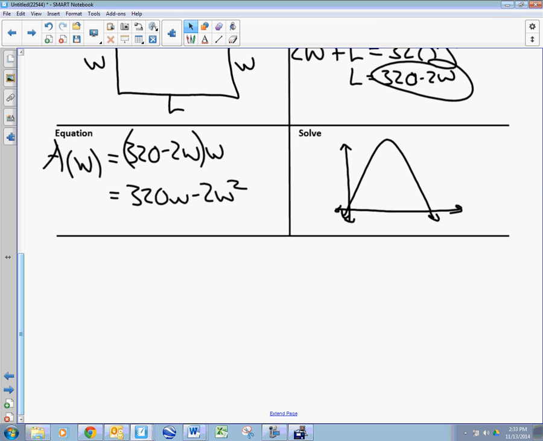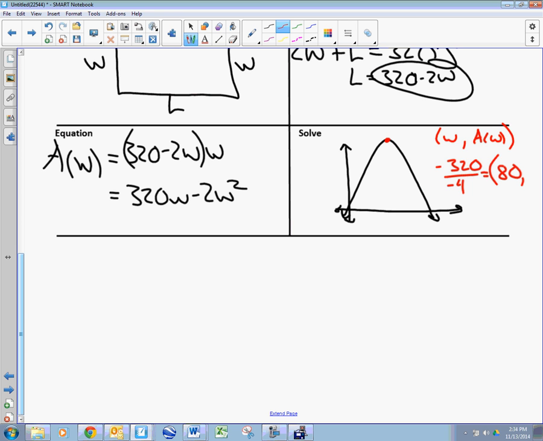And again, what spot of the parabola am I looking for? The vertex will have location W and A of W. So that's the location. Area. That's like your Y value. So what do I do now? Good.